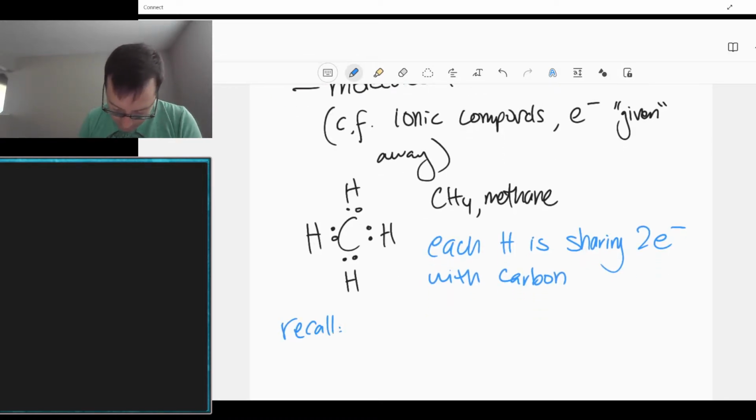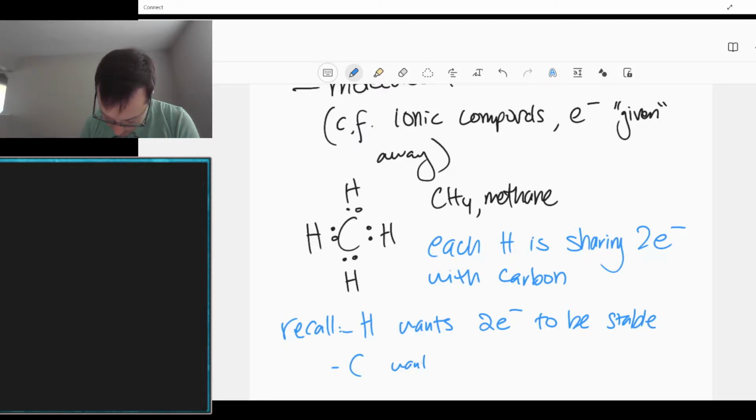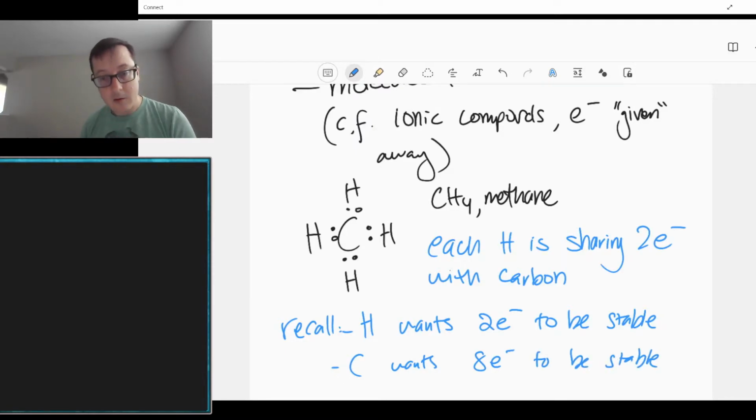Recall that hydrogen wants 2 electrons to be stable, and that carbon wants 8 electrons to be stable. Right, that octet rule. And if we see here, each hydrogen has 2, because it's sharing them. It's sharing 2 electrons with carbon, so it's stable. We see that carbon wants 8 electrons, so it's sharing 4 pairs of electrons, 2 with each hydrogen.